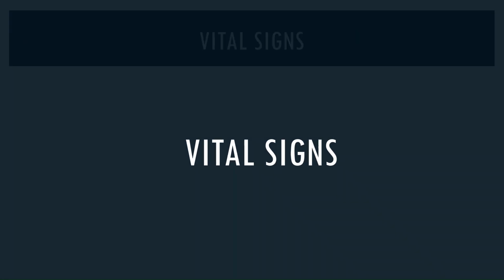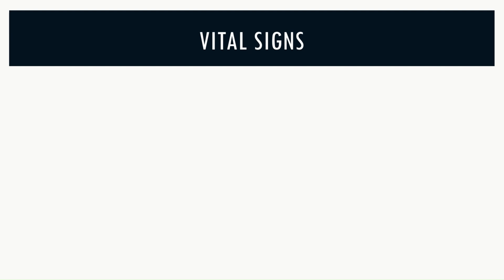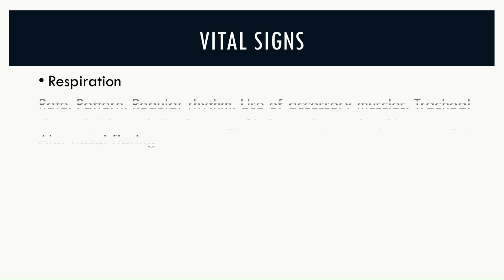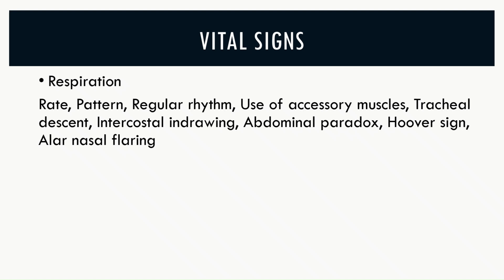Vital signs. Vital signs are an essential part of respiratory examination. For respiration, we record rate, pattern, and rhythm. We observe use of accessory muscles, tracheal descent, intercostal indrawing, abdominal paradox, Hoover sign, and nasal flaring.